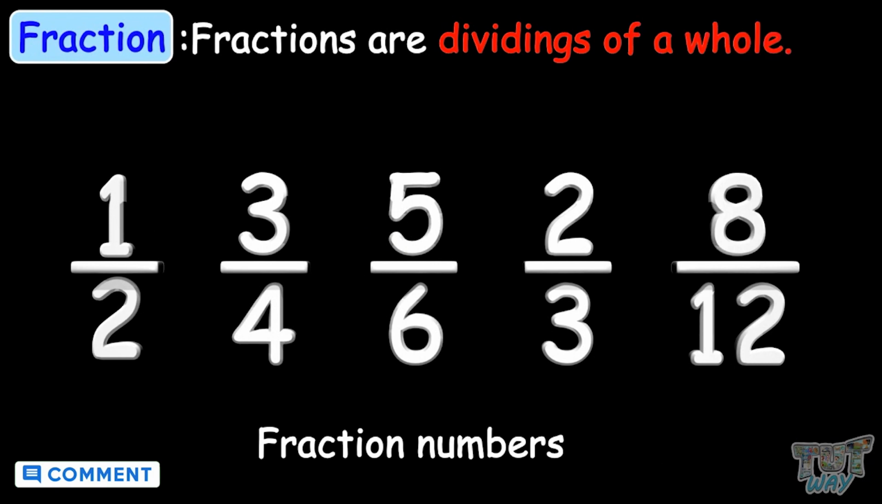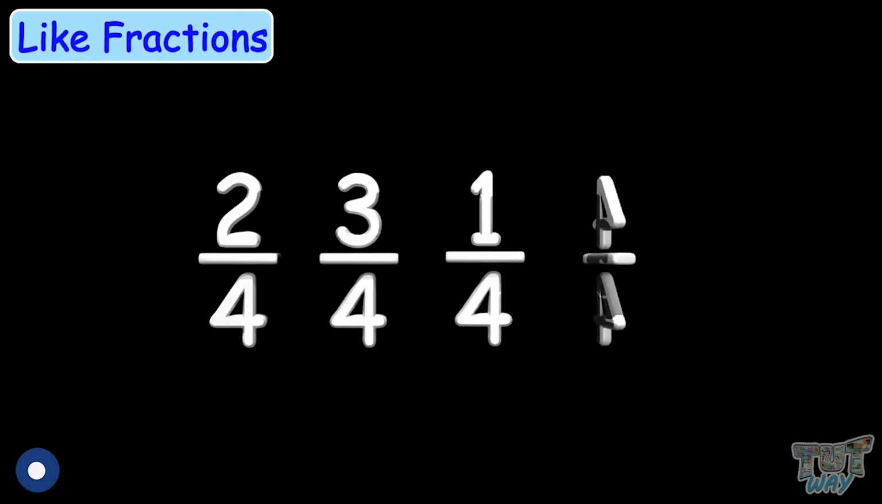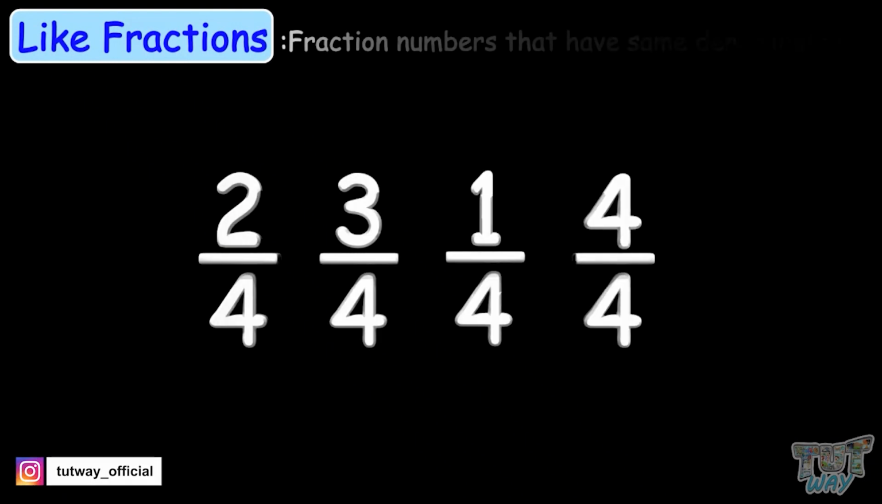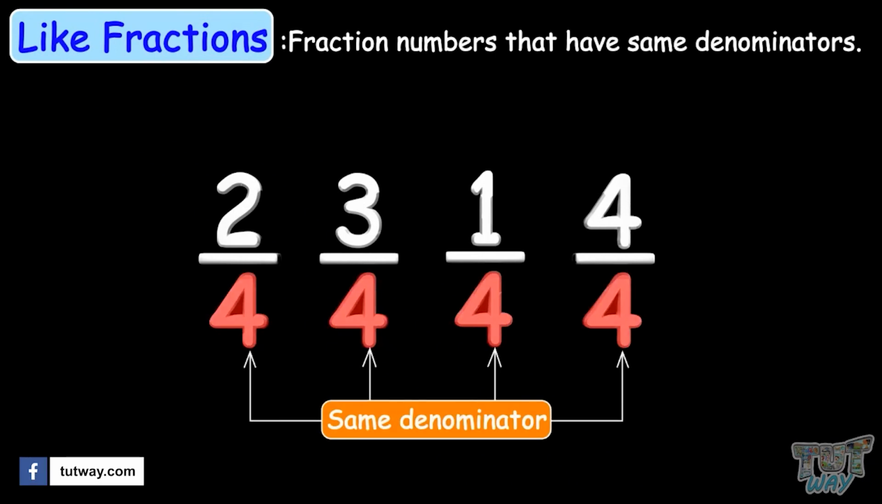Now let's learn what are like fractions. 2 by 4, 3 by 4, 1 by 4, 4 by 4. All the fraction numbers that have the same denominators are known as like fractions. And now, we're going to learn how to compare these like fractions.